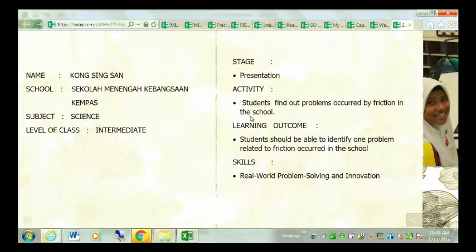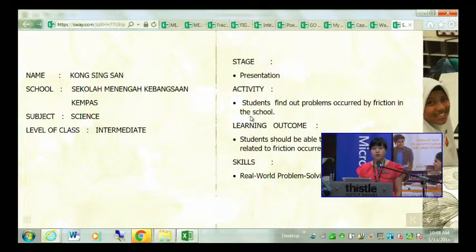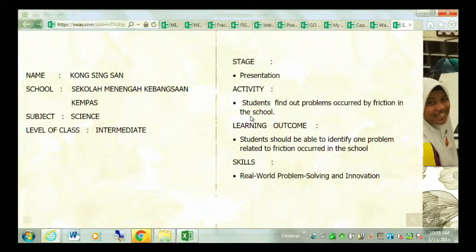The students will find out problems caused by friction in the school. By the end of the lesson, the students will be able to identify one problem related to friction in my school. The skills involved, of course, are real-world problem solving and innovation. Let's look forward to my steps of activity.